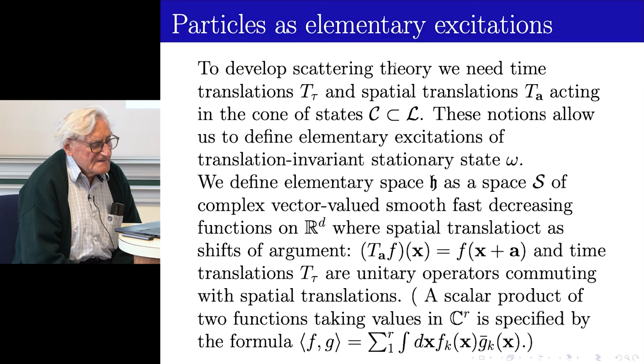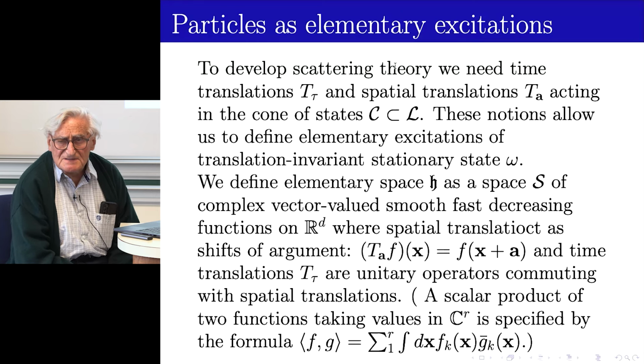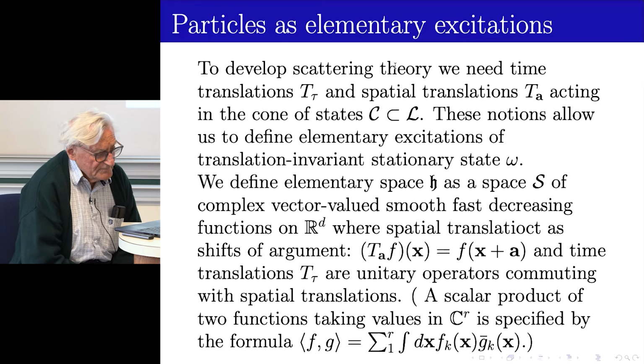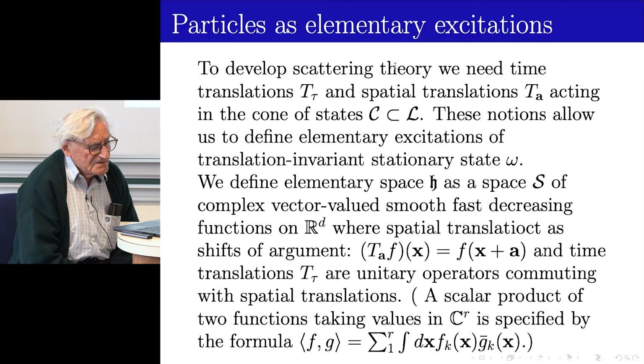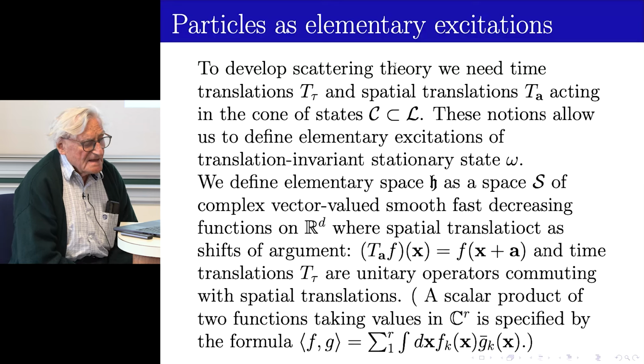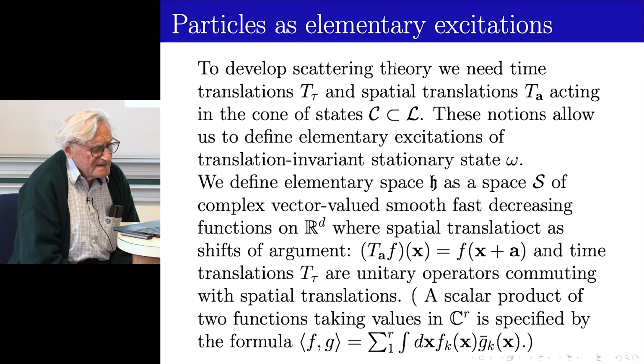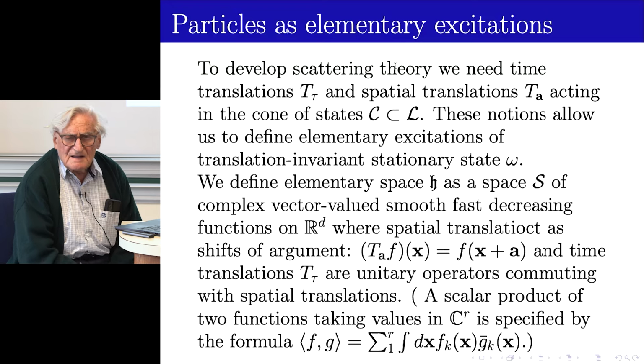First of all, I will define a notion of elementary space. Elementary space is a space of complex vector-valued functions that are smooth and fast decreasing, what is called Schwartz space. They are defined on some d-dimensional space. Spatial translations are simply shifts of the argument. Time translations are unitary operators that commute with spatial translations.